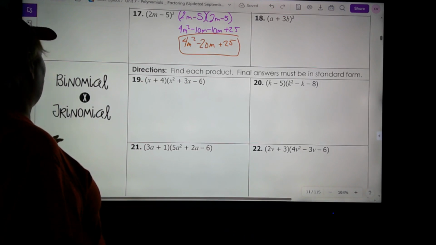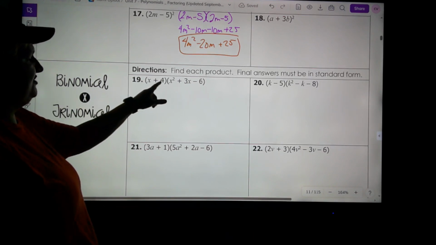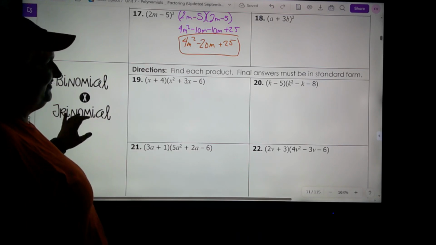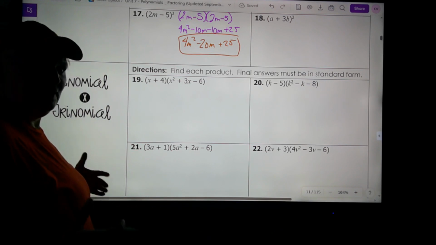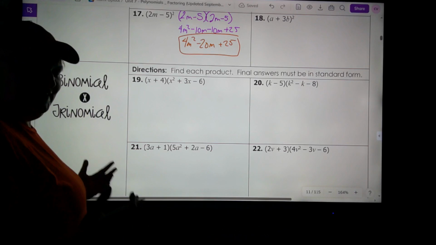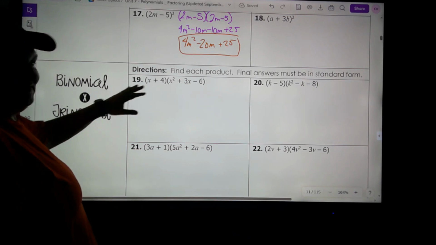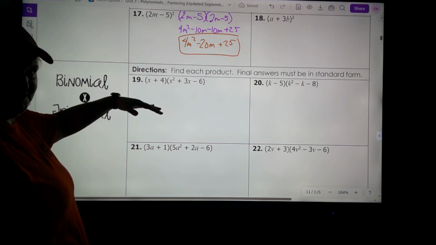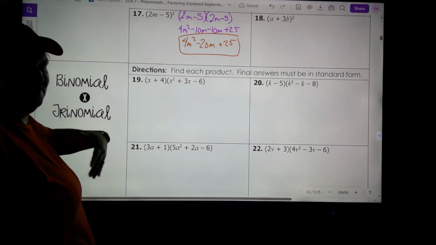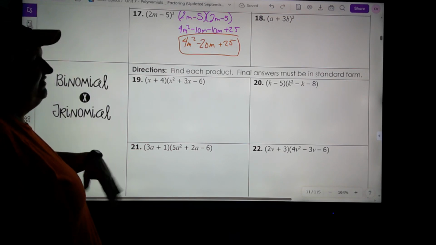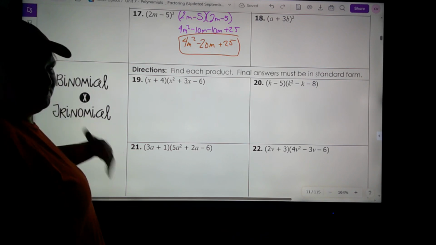Binomial times a trinomial. So this time we have a 2-term times a 3-term. Same rules apply. Don't panic. Just slow down. Pause, think about it, take your time, right? The steps aren't what's going to get you. It's the basic math that gets you, because you start rushing and you forget about the basic math, and the sign gets you. The signs, watch your sign.